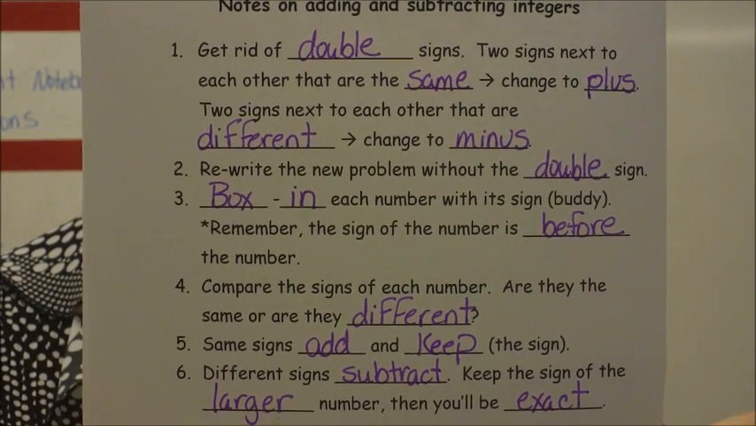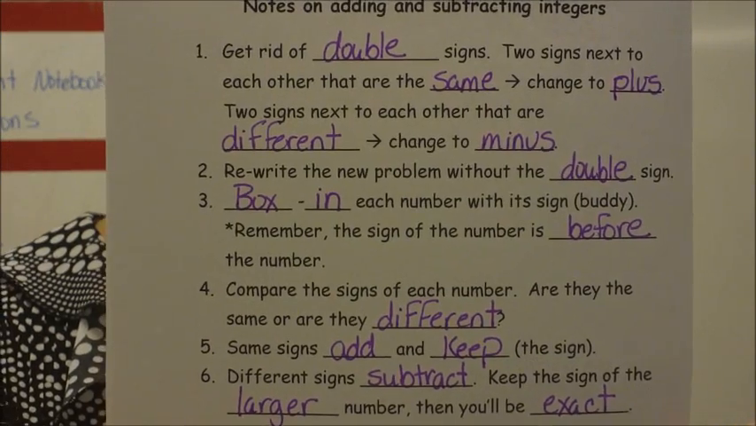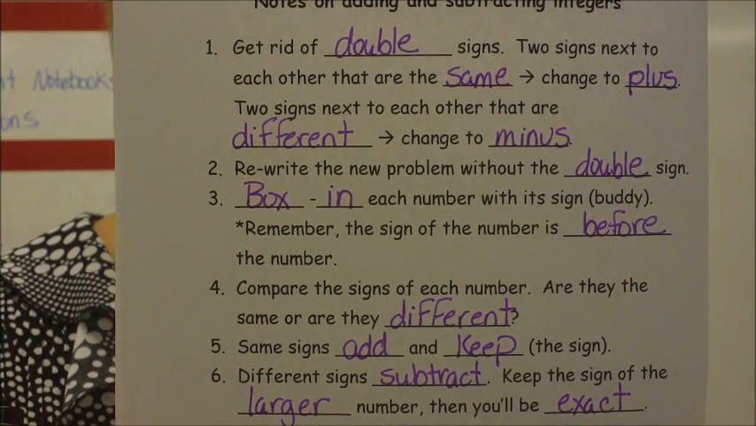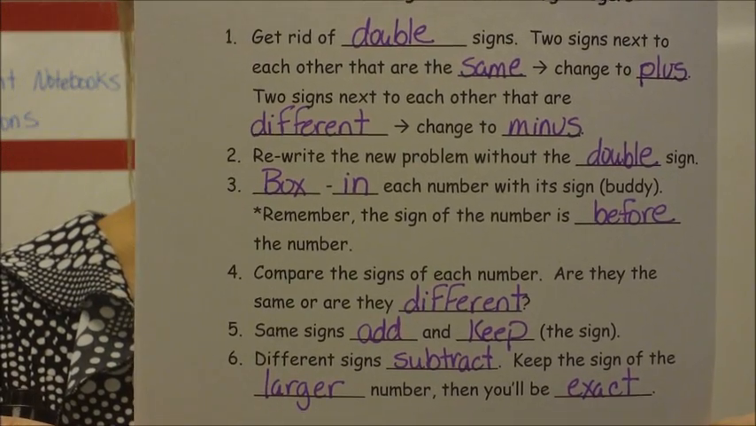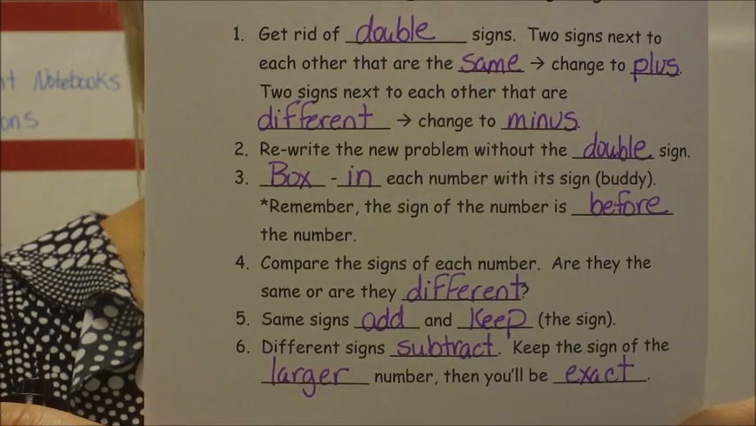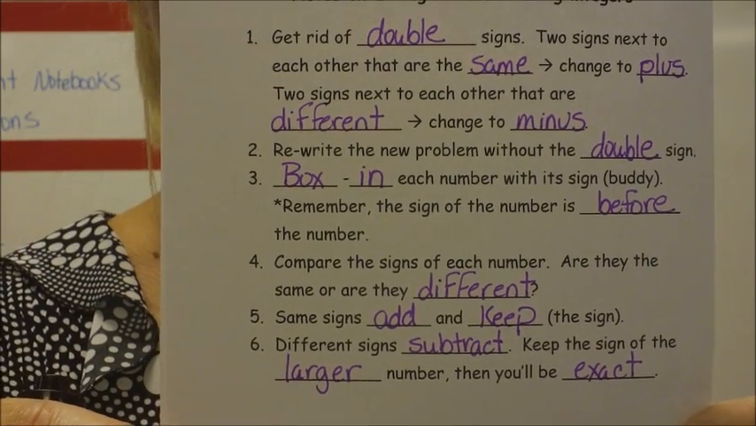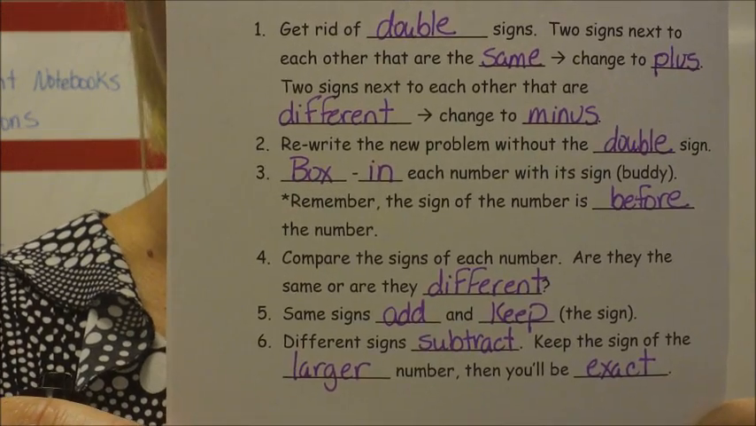Two signs next to each other that are the same, we're going to change it to plus. Two signs next to each other that are different, change it to minus. Step 2, rewrite the new problem without the double sign. Step 3, box in each number with its sign, or what I sometimes refer to as its buddy. Remember, the sign of the number is always before the number.